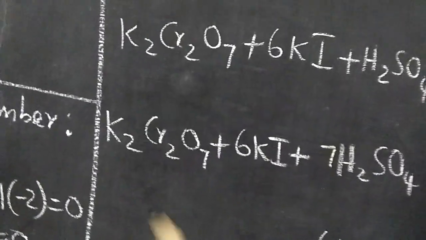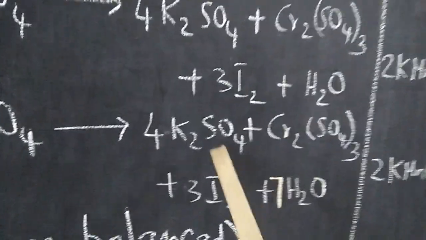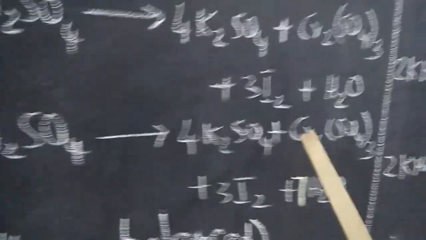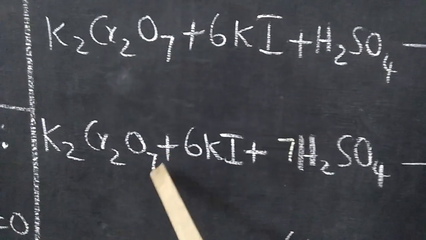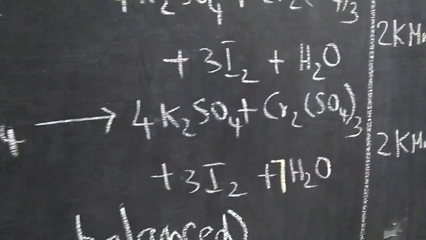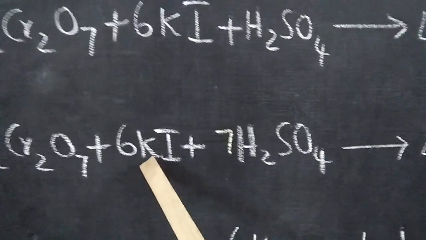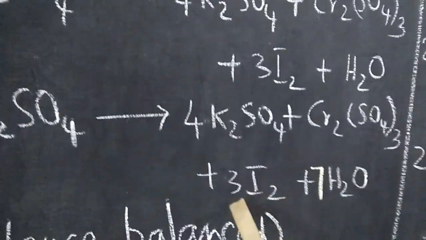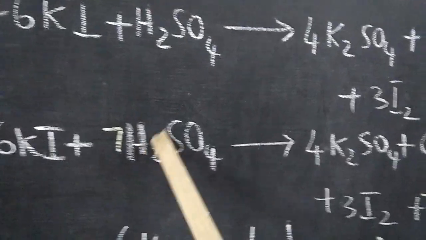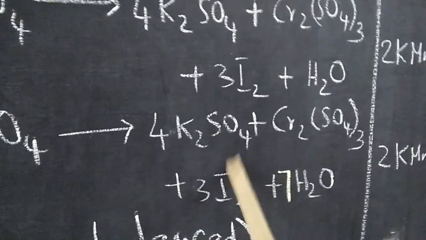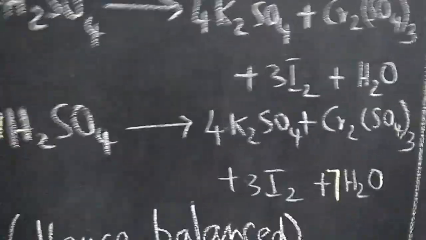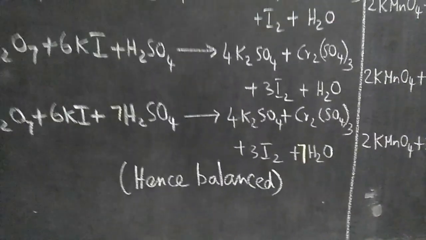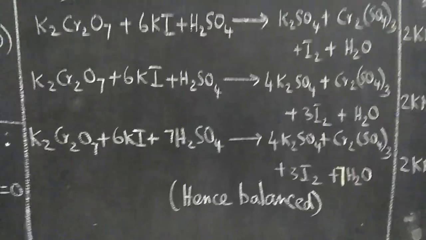Now check for the elements. 2K, 6K, product side 4K to 8K, balanced. And then 2Cr, here also Cr2, balanced. And here 7O, product side 7H2O, 7O is there, balanced. And then here 6I, product side 3I2, balanced. 7H2, product side 7H2, balanced. 7SO4, product side 4SO4, 3SO4, 7SO4, balanced. Hence the equation is balanced. So this is how you have to do the balancing.